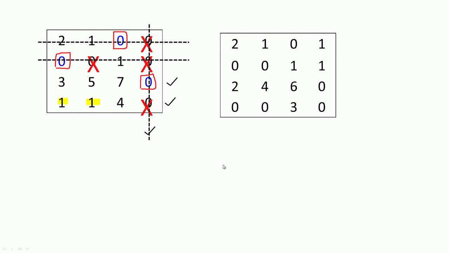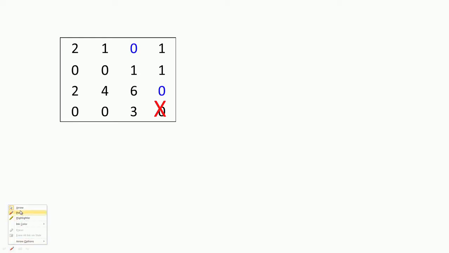Now, start making assignments in this reduced matrix. Once again, the first row has only 1 zero. So, make an assignment now.